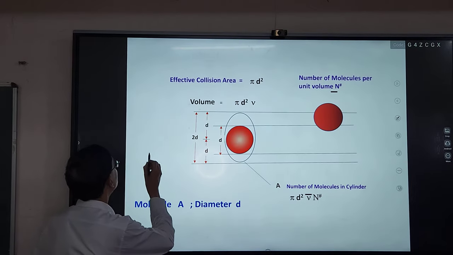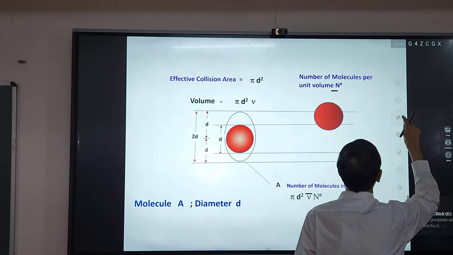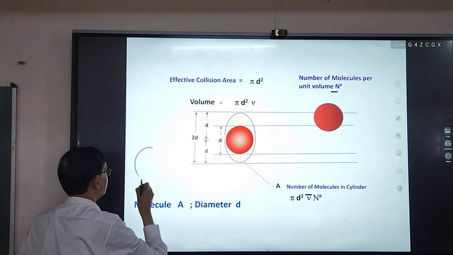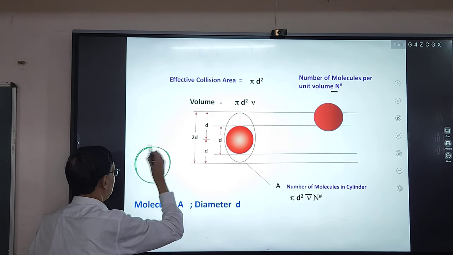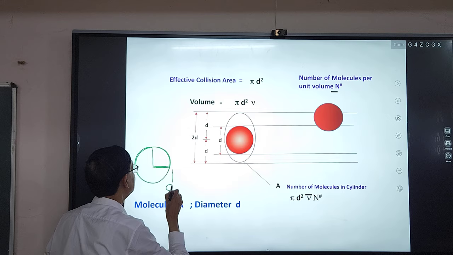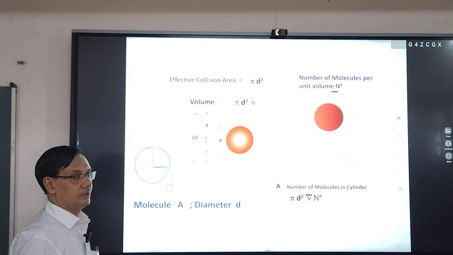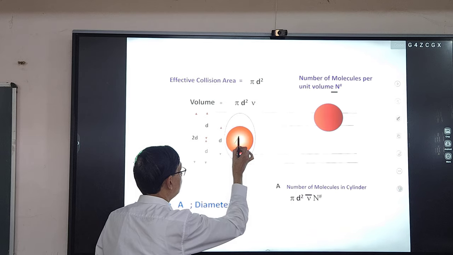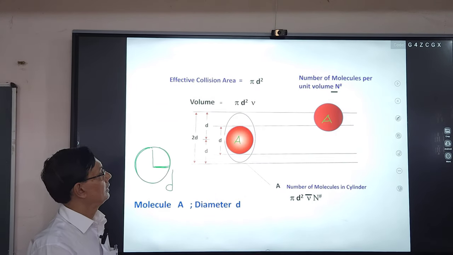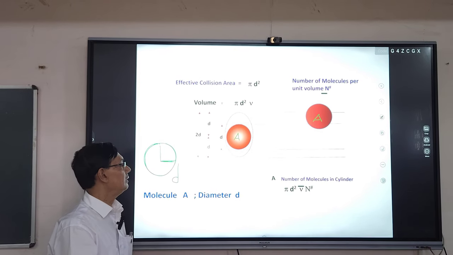Suppose you know that a molecule A and diameter, you know. Suppose the diameter is D. Okay. And I am just considering a cylinder. And maybe this is mobile and this is stationary. What is my objective? My objective is to determine various important facts.